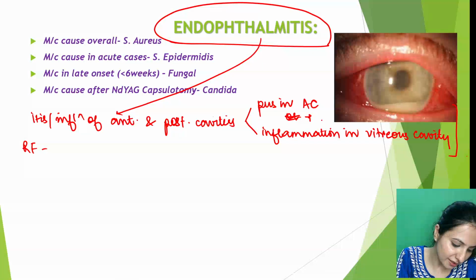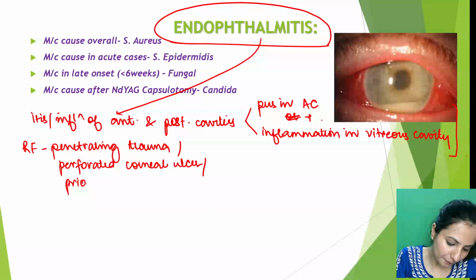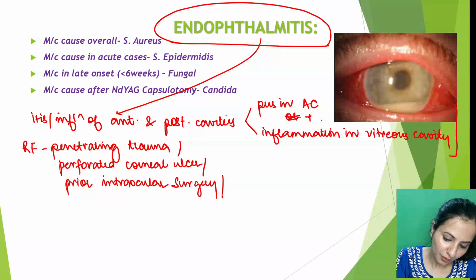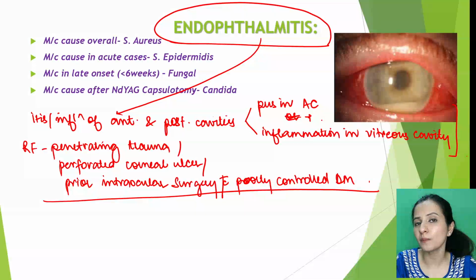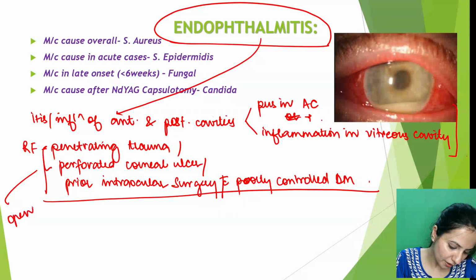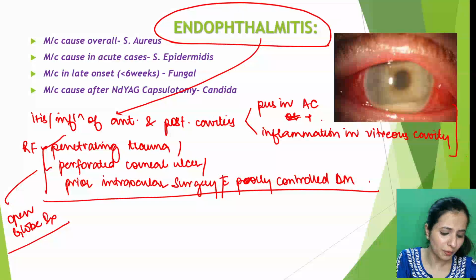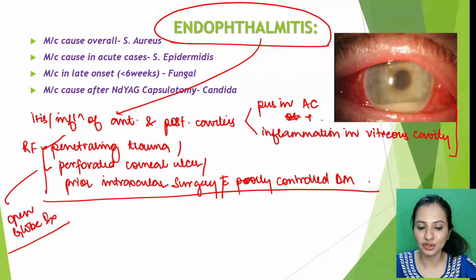Okay, now what are the risk factors? Risk factors are again any penetrating trauma, any perforated corneal ulcer, any prior intraocular surgery, or a patient who has poorly controlled diabetes mellitus. ओके, सो बेसिकली जब भी या तो आपका पेशेंट इम्यूनो कॉम्प्रोमाइज्ड हो या ओपन ग्लोब इंजरी हो जाए, या कोई कॉर्नियल अल्सर फट जाए, या आपकी कोई इंट्राऑक्युलर सर्जरी हो, so that predisposes the patient to endophthalmitis.